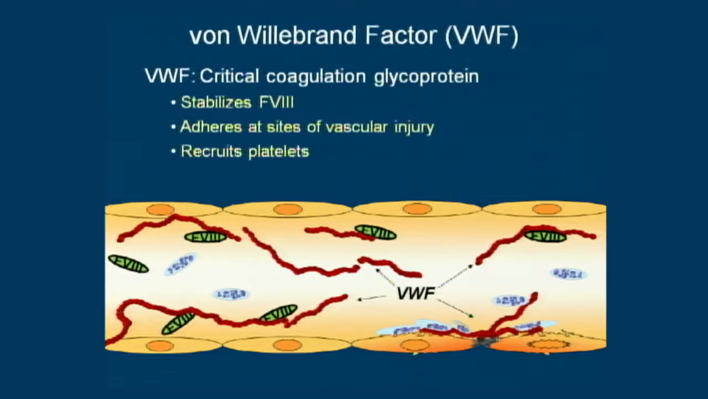The main functions of von Willebrand factor are to stabilize factor VIII, which is the factor that's deficient in hemophilia A. VWF also adheres at sites of vascular injury where it not only probably delivers factor VIII, but also recruits platelets and begins the initiation of the platelet thrombus.